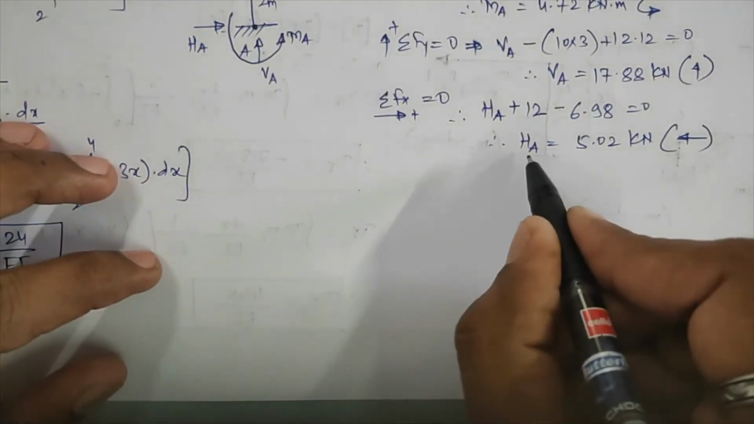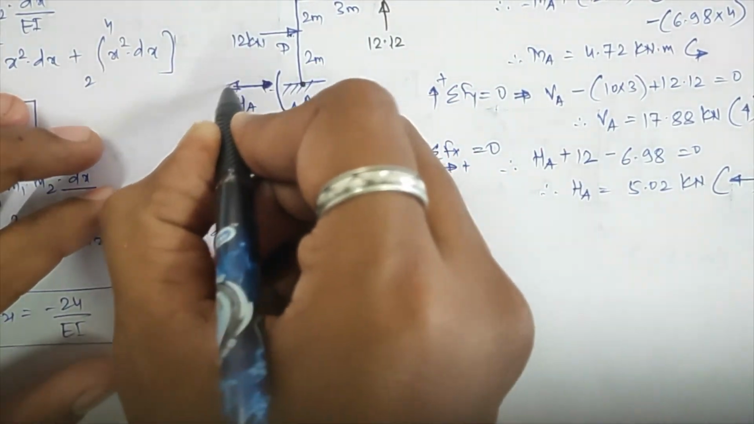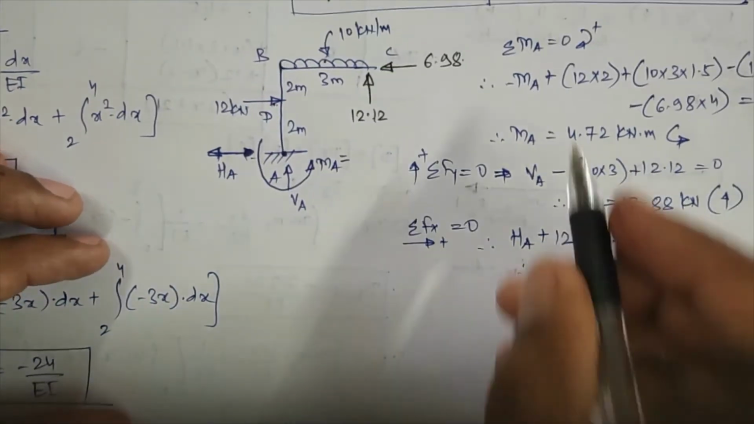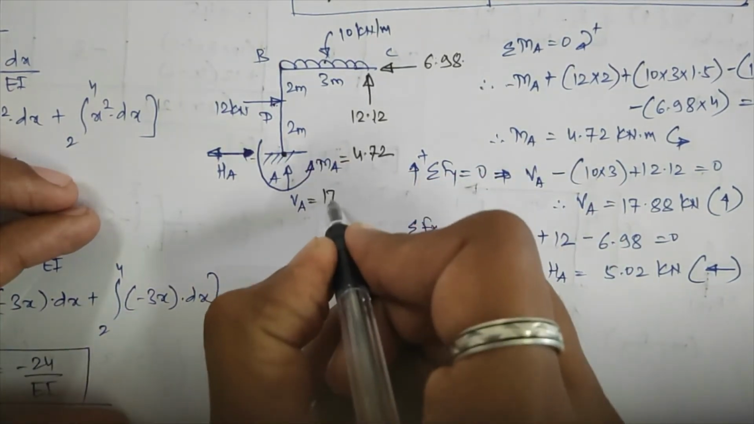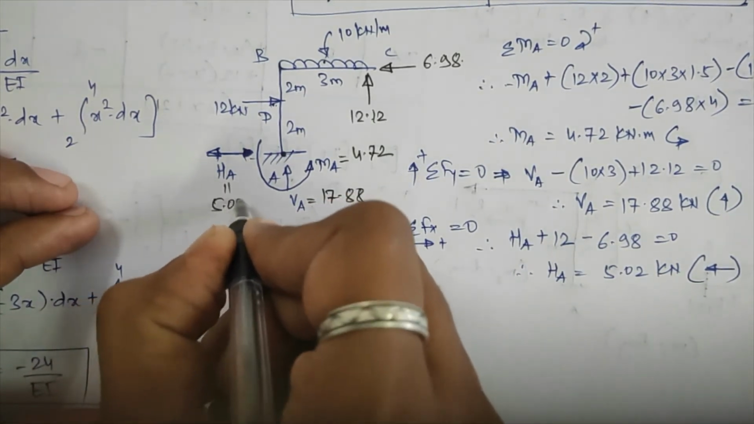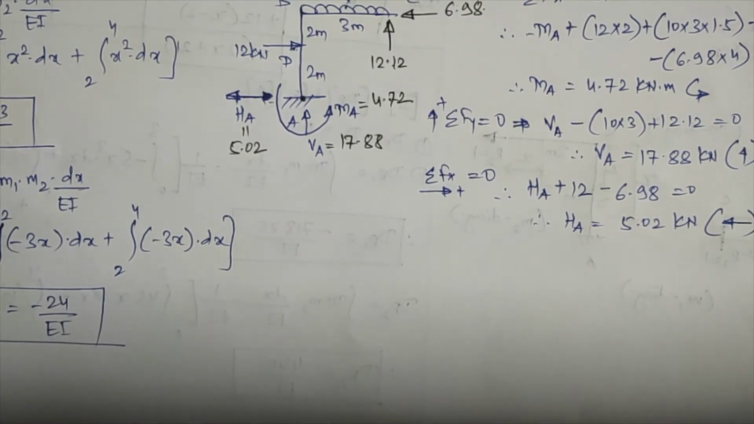Okay, so here I have got these three reactions. So I'll change the sign of this HA, that I'll shift towards the left. So I'll write values of these three reactions. MA I am getting as 4.72, VA I have got that as 17.88, and HA I am getting as 5.02 over here. Done. Now what we'll do here, instead of drawing the bending moment diagram in our plain manner over there, we will try to draw the bending moment diagram by superposition over there.